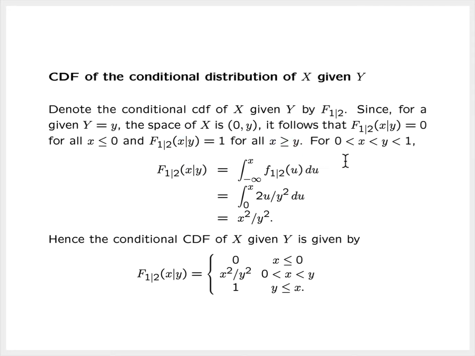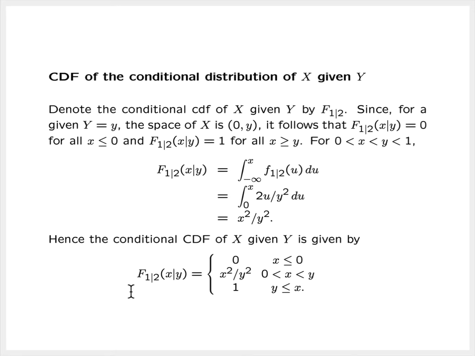Now, for values of x and y that are both between 0 and 1, and for which x is strictly less than y, the conditional CDF of x given y is going to be obtained via integration. We're going to integrate the conditional PDF of x given y from minus infinity up to x, and that simplifies to this integral from 0 to x of 2u over y squared du. And again, we can't use x here as the variable of integration because it's up here as the upper limit of integration. And so anyway, when we put these three results together, we get the conditional CDF of x given y.